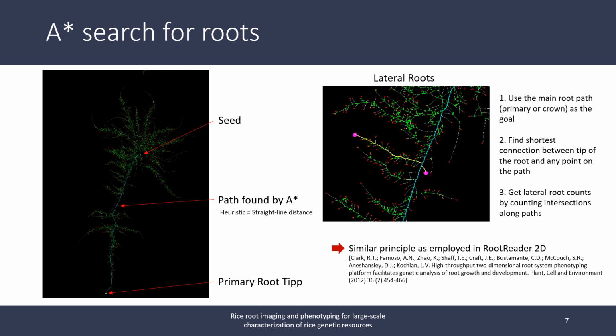By using A-star search, we can find paths through the whole root system, representing the main root axis as the shortest distance through the root system between a root tip and the seed. Once the main root axis is identified, the same principle can be applied to lateral roots by using any point along the main root axis as a potential goal. By this, we can reduce the workload of drawing along root axes to selection of tip points, reducing the time for phenotyping a single image by several minutes. Lateral root counts can be estimated by the number of branch points along selected paths.